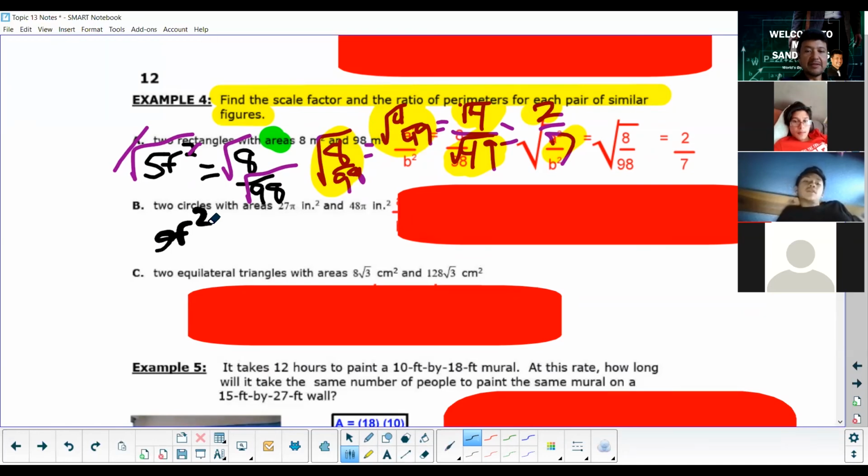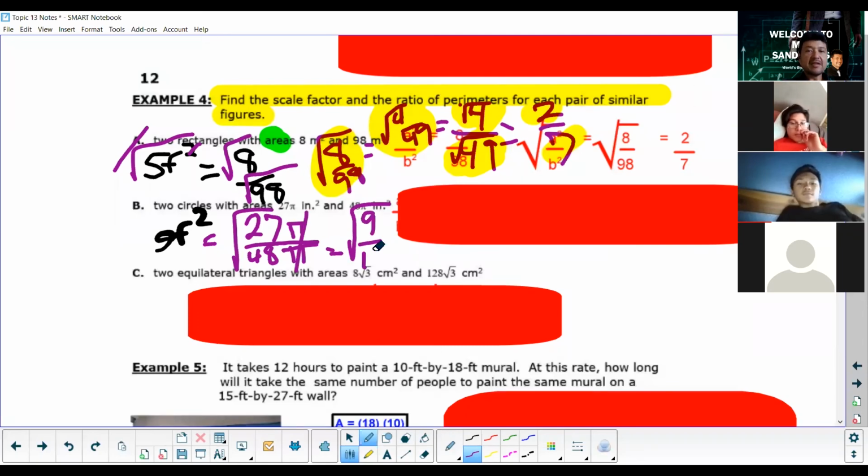Okay, so we will do this. 27 over 48. Both could be divided by 3. What about the pies? 9 over pies. Those guys could just stay there. Actually, no, they cancel out. They cancel out, right? Okay, and you still take the square root of both, right? And then you said that they reduce to how much? 9 and 16. Good. And then what happens after that? Well, since they're getting square rooted, they become 3 and 4.